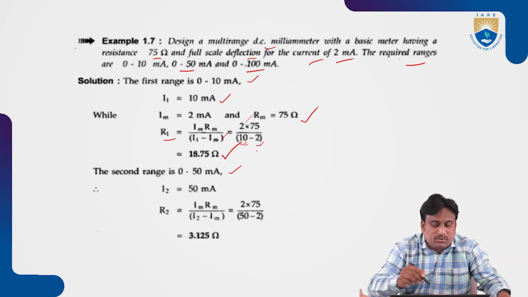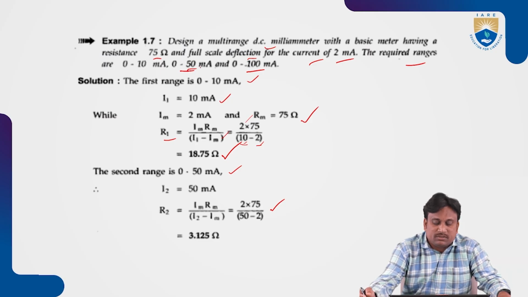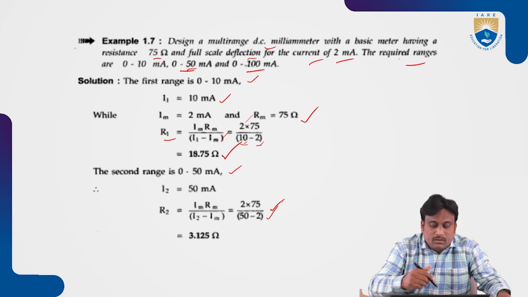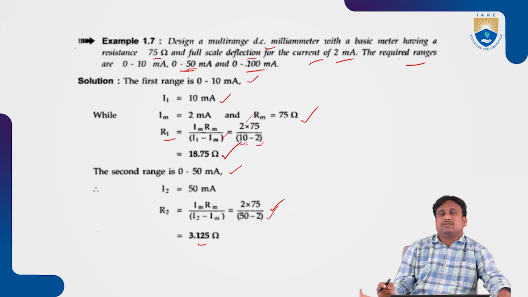The second range is 0 to 50 milliamps, that is with the current I2 of 50 milliamps, and your R2 becomes Im Rm by I2 minus Im. So Im is 2 into Rm is 75, by I2 minus Im. I2 is the second current, 50 milliamps. So 50 minus Im is directly 48. So 150 by 48 means 3.125, which we can expect as the second resistance, R2.